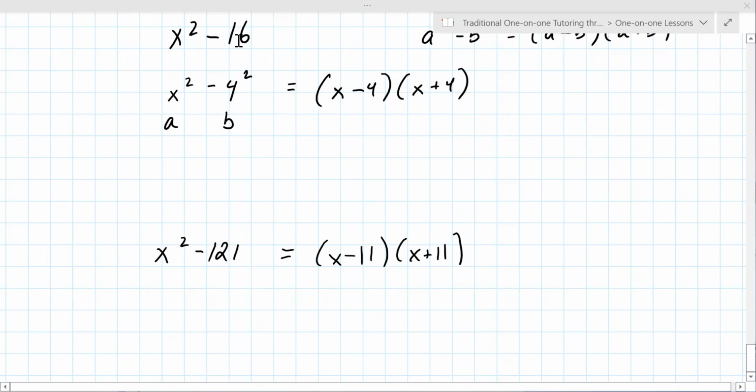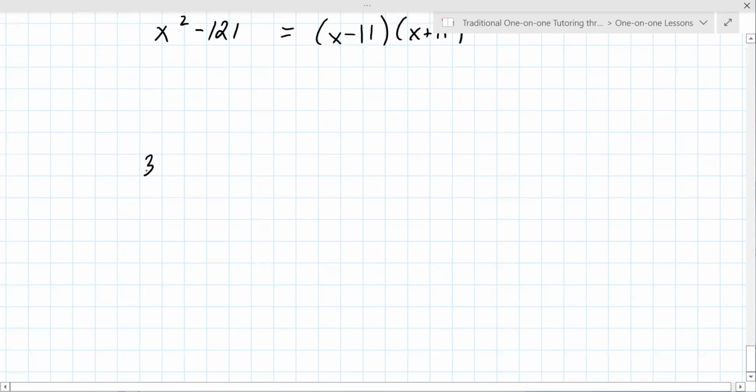Now they get more difficult, like either of these could be squared. So for example, here's one. Let's say it's 36x squared minus 169.